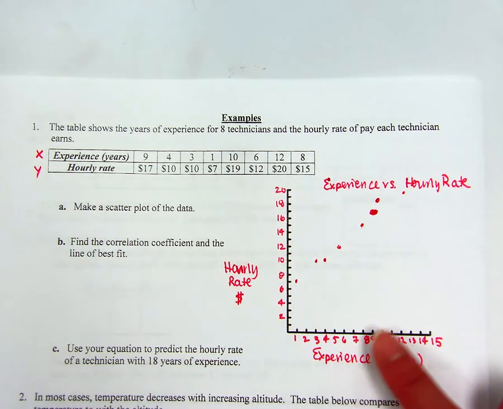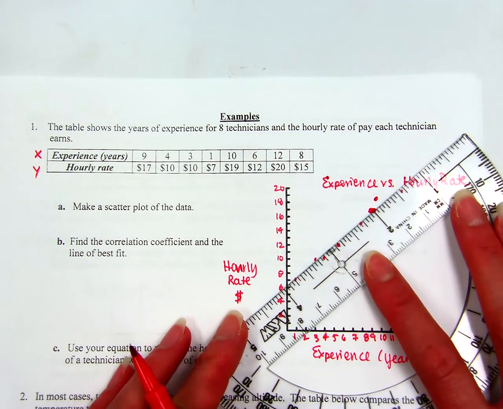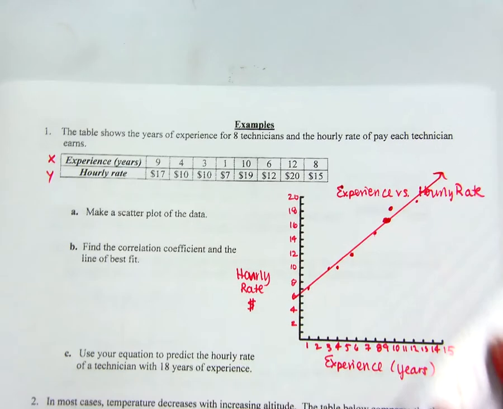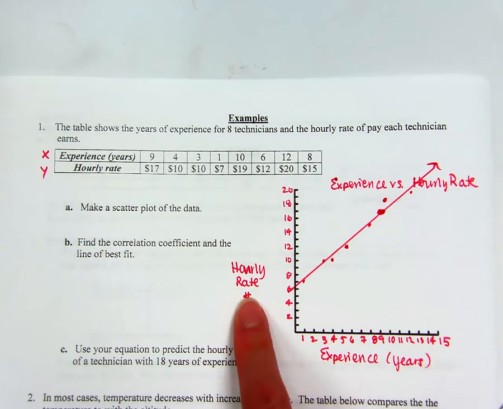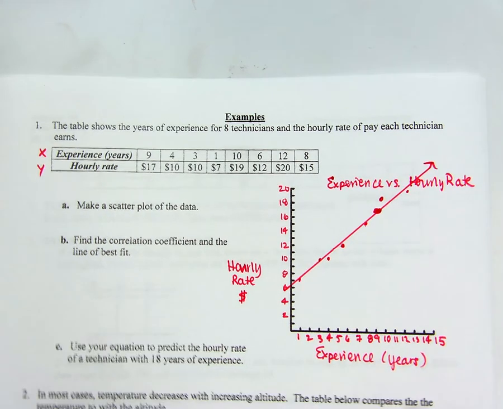All right, so notice we're not going to connect the dots because it would be like a zigzag line. So we're just going to draw a line that pretty much represents the trend of the points showing upward. So as my experience increases, my pay also increases. So basically this is what your calculator is going to do for you.